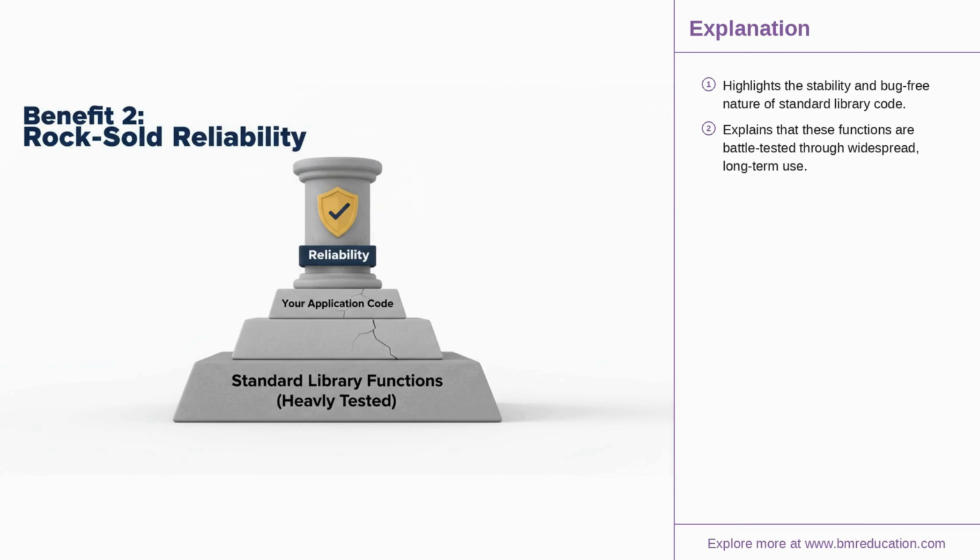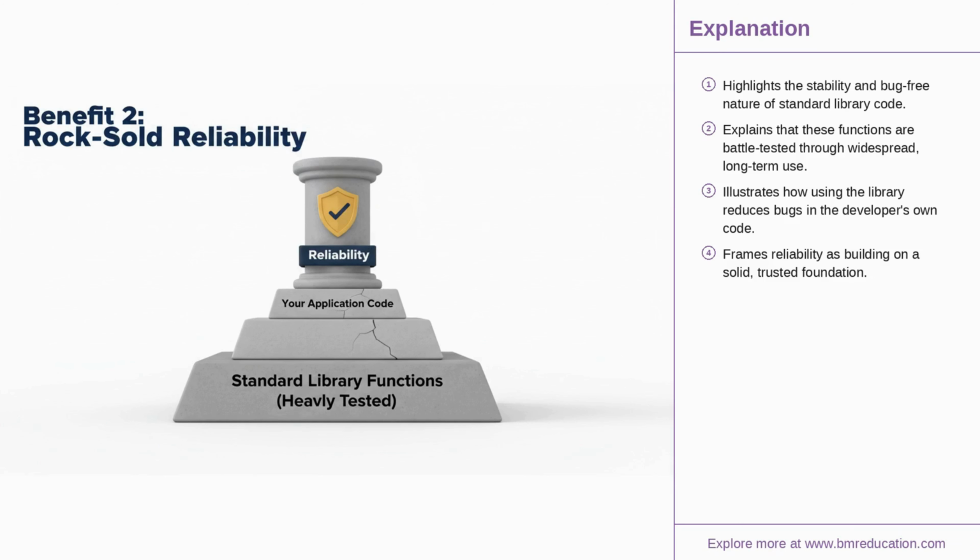Beyond speed, the second benefit is reliability. Every function in the standard library has been used by millions of programmers and tested across countless scenarios for decades. This rigorous real-world testing means they are incredibly stable and bug-free. By using them, you inherit that stability and drastically reduce the number of potential bugs in your own application.